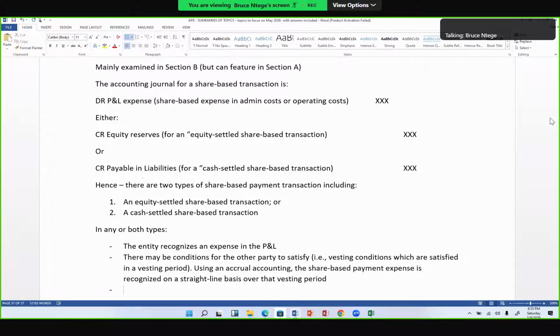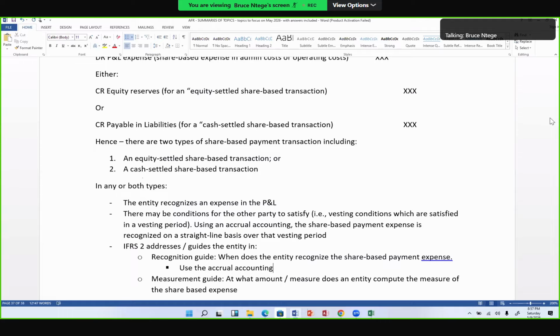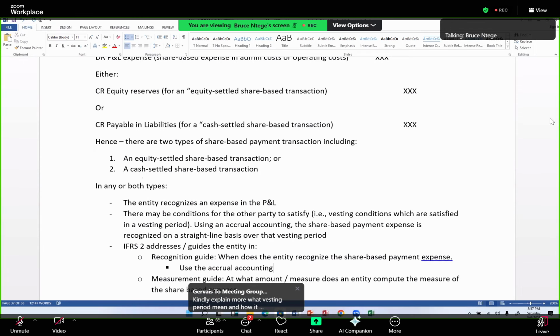So IFRS 2 says the recognition criteria will be based on accrual accounting. So here we use accrual accounting. Accrual accounting means don't wait for the day you pass over those equity instruments to the counterparty. When you are actually consuming the services or receiving the goods of that counterparty, recognize it. That will be over the vesting period.